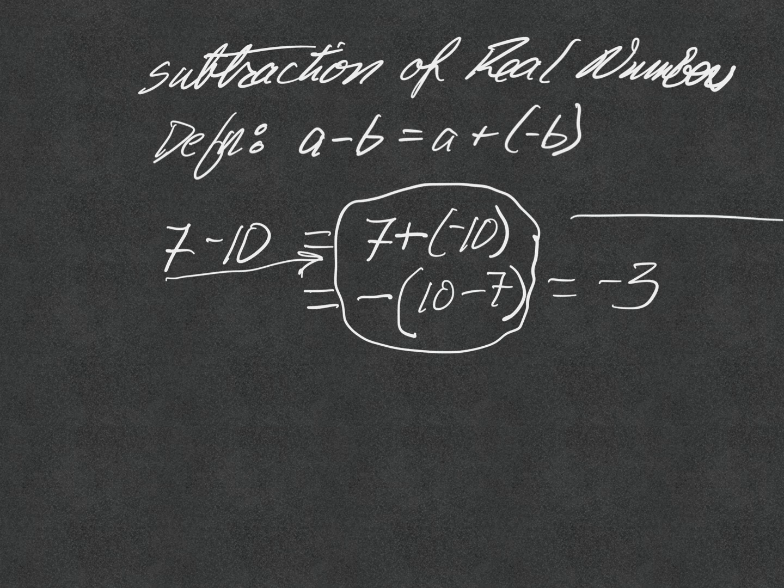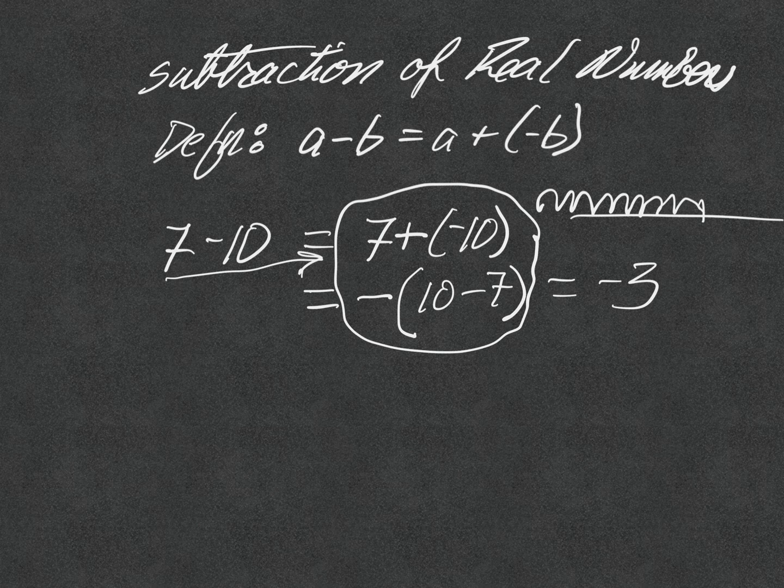You could also think, oh, here I am at 7, now I go negative 10, right? And you keep going until you end up at negative 3. And so this is a perfect way to do it.